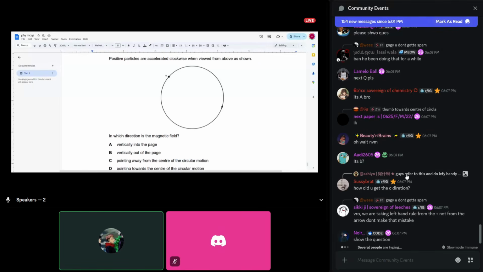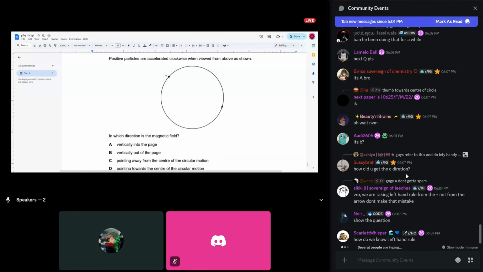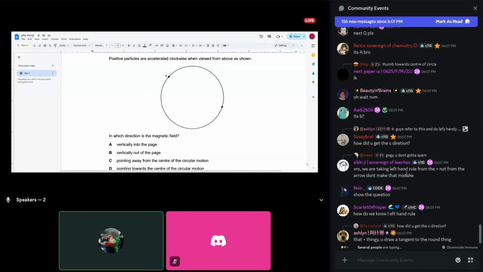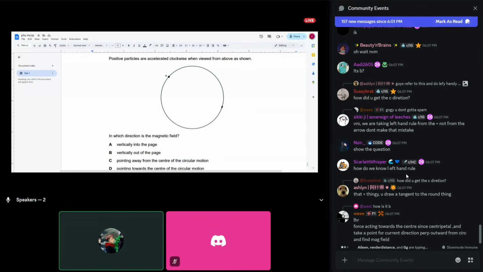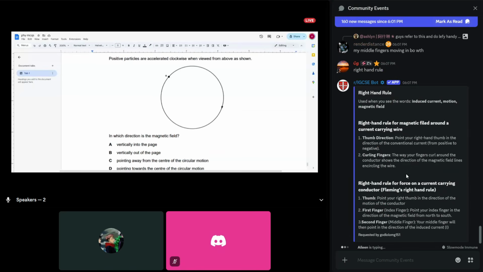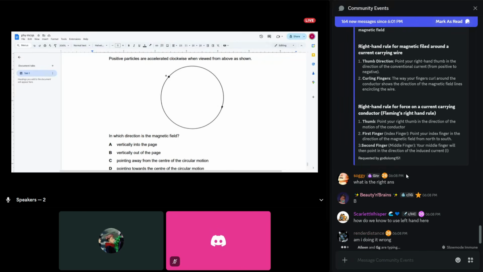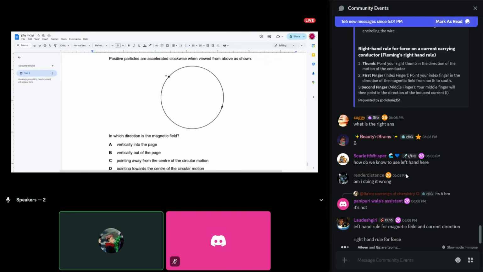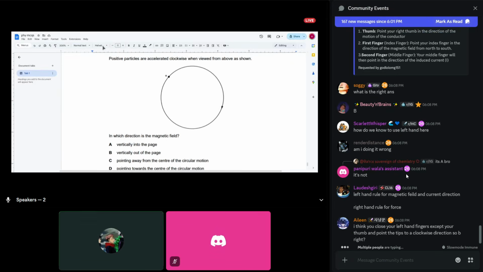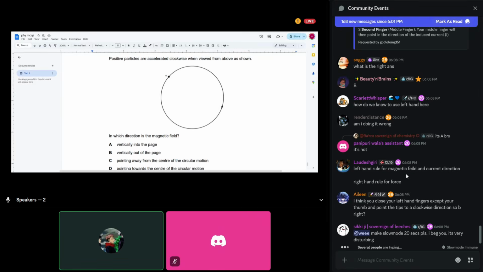Using the left hand rule, force, current, magnetic field. So current is tangential, force is inward, meaning your index finger is going to point straight out. And I am showing the question. The right answer is B. Look, they said there's a force, right? Acceleration, that means there is a force.